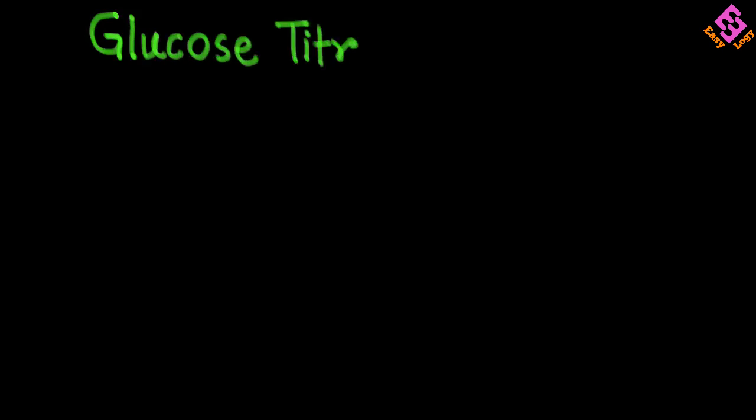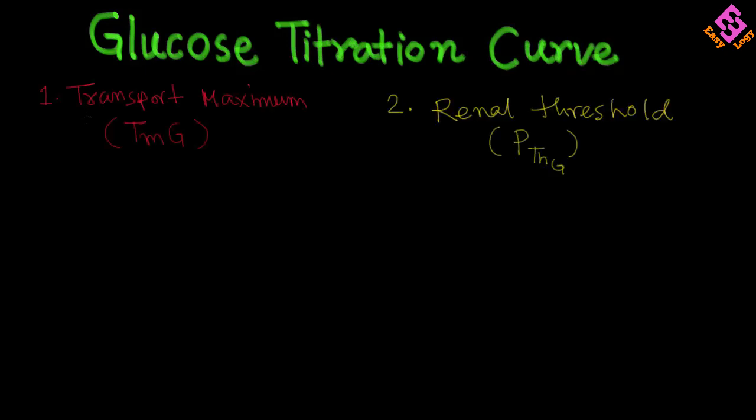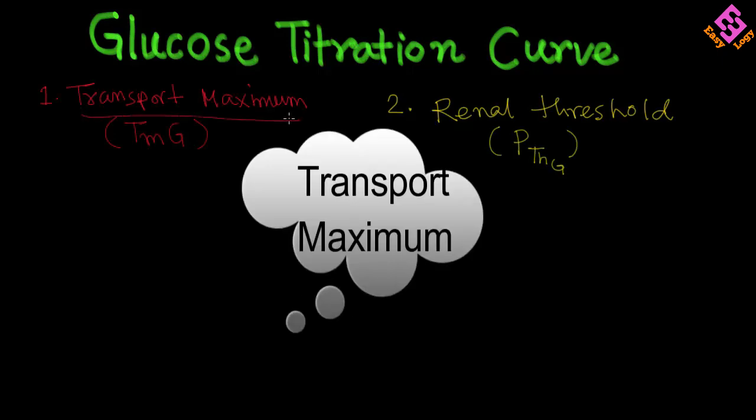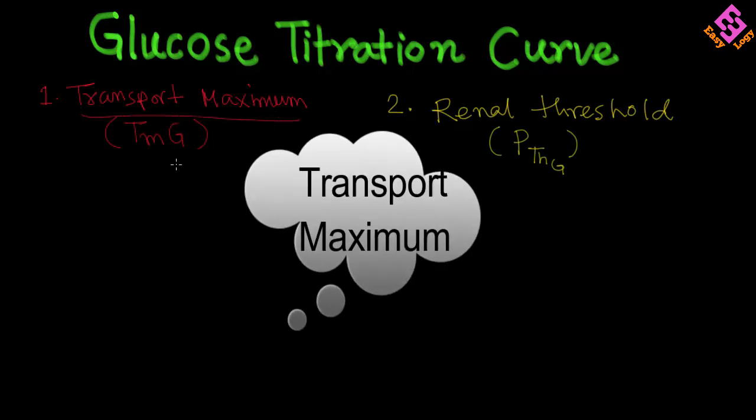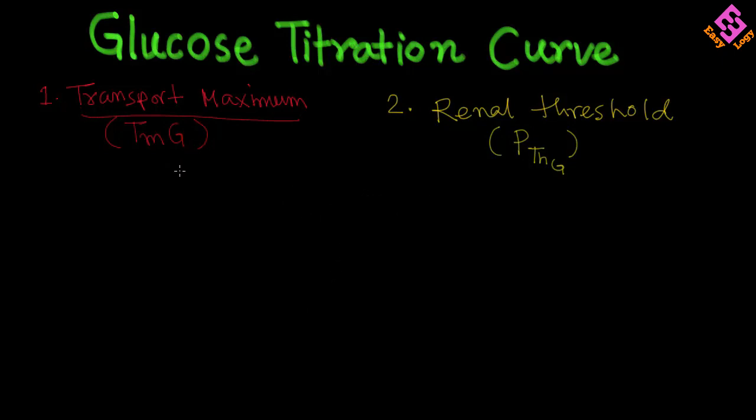Before we start, you need to recall the two terms, that is transport maximum and renal threshold for glucose. Now, what is transport maximum? For many reabsorbed substances, the rate of reabsorption has a maximum upper limit. That is, no further reabsorption is possible once that maximum limit is reached.